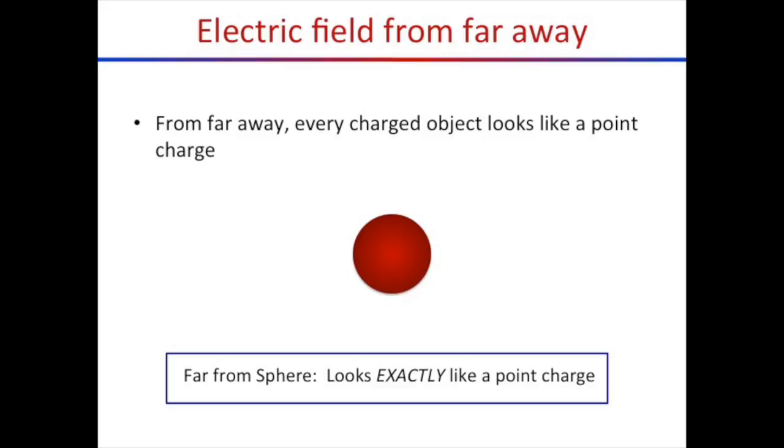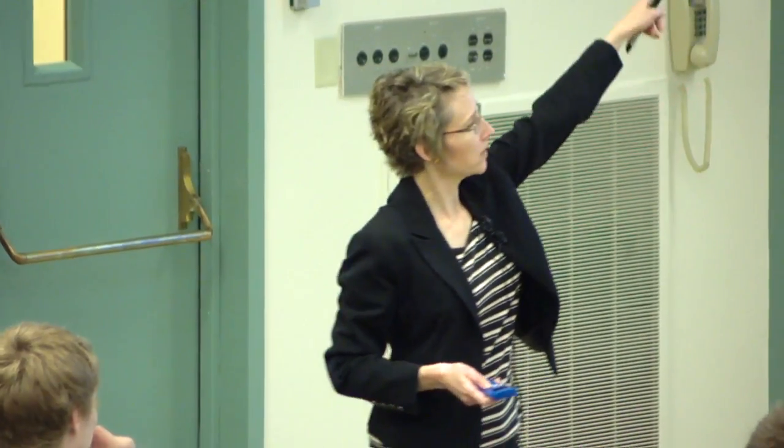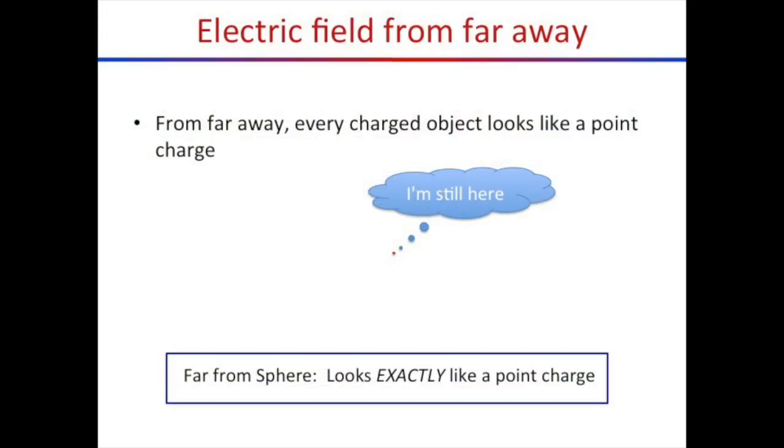Now, another thing we need to take into account is that from very far away, every charged object looks like a point charge. Okay? So if I take that sphere and move it very far away from us into the next building, it's still there, but from very far from the sphere, it looks exactly like a point charge. So far enough away, we need to recover the point charge equation for the electric field. Okay? And whatever it is up close, it needs to also have that symmetry of the sphere such that when I rotate it, it looks the same.